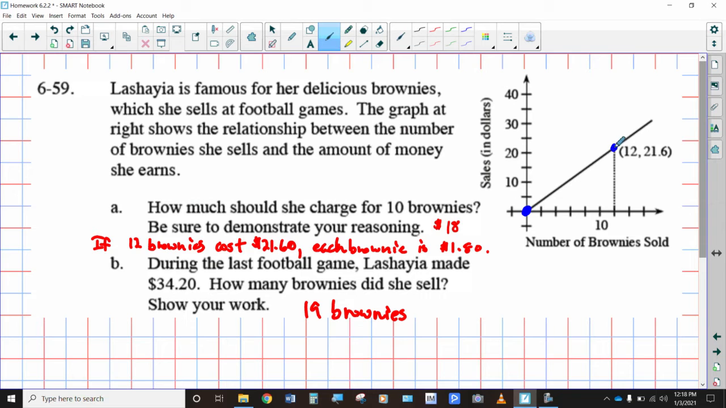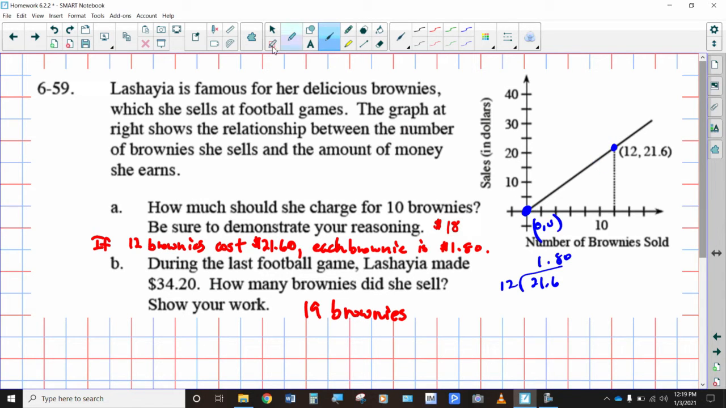So knowing that (0, 0) absolutely applies here, and then 12 brownies, she made $21.60, then we should just be able to take in this situation and say, all right, $21.60 divided by 12 will tell you the price per brownie, and it ends up being $1.80 per brownie. Okay, now does that look like it kind of makes sense here, where if you sell 10 brownies, that would be somewhere around 18. It's hard to tell with the scaling of your y-axis, but it looks like it could be somewhere around there. And that definitely is the case.